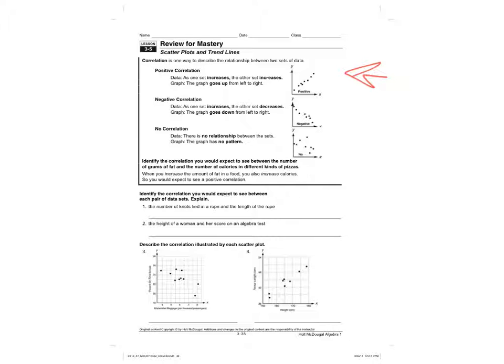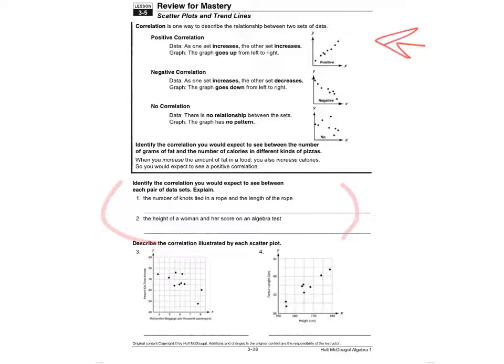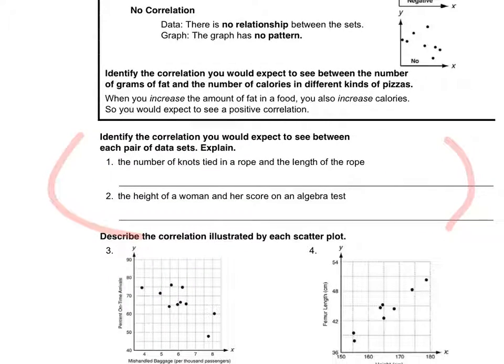Then also from the situations, they're sentences. Here they are. So right here, I'm going to give you a sentence, and you're going to tell me, for example, number 2, the height of a woman and her score on her algebra test. So does your height have anything to do with the grade you're going to get on tomorrow's test? No. So then for this one, you would write no correlation. Okay?